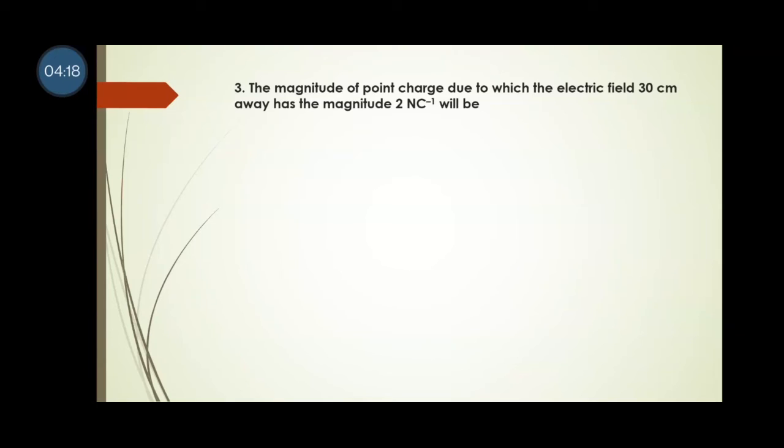The magnitude of point charge due to which the electric field 30 centimeter away has the magnitude 2 nano per coulomb will be: option A, 2 into 10 to the power minus 11 coulomb; option B, 3 into 10 to the power minus 11 coulomb; and option C, 5 into 10 to the power minus 11 coulomb. Option D, 9 into 10 to the power minus 11 coulomb. The correct answer is 2 into 10 to the power minus 11 coulomb.